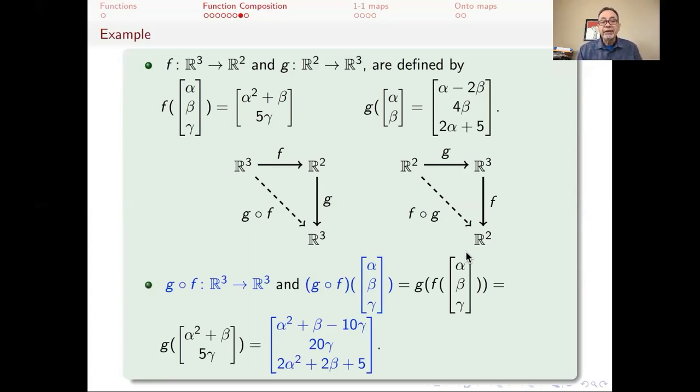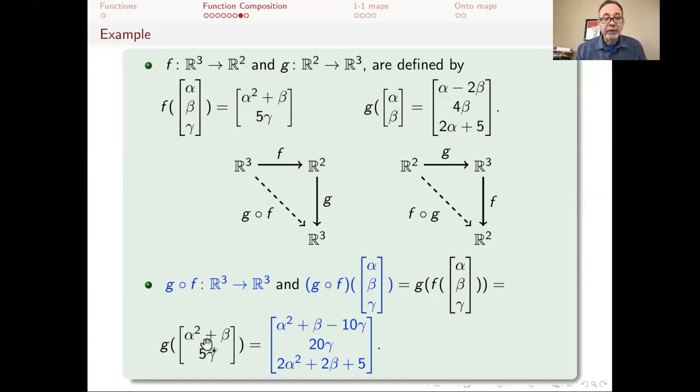G circle f is a map from R3 to R3, and how do I find it? I take g circle f, and I have to tell you what it does to a typical element of R3. What does it do to alpha, beta, gamma? G circle f of alpha, beta, gamma is g of f of alpha, beta, gamma. F goes first. F is being applied to alpha, beta, gamma, and I know what f does to alpha, beta, gamma. It gives me alpha squared plus beta and then 5 gamma.